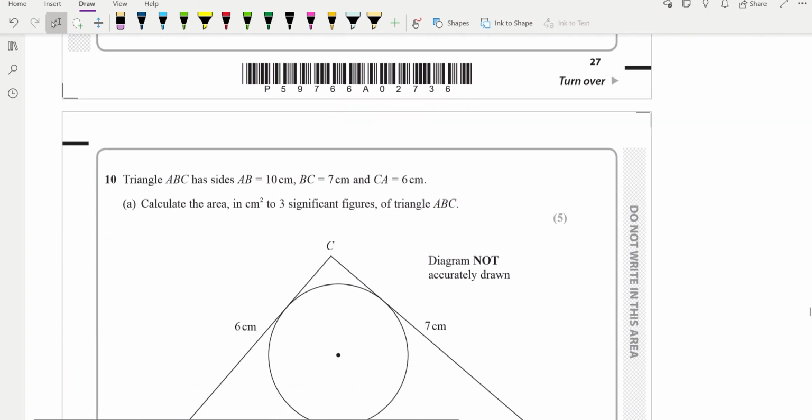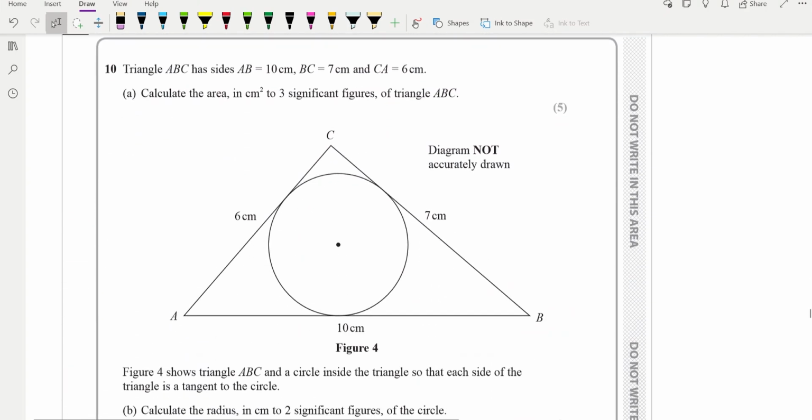Now we can move to question number 10. Question number 10 says the triangle ABC has sides AB is 10, BC is 7 and CA is 6 centimeters. Calculate the area of triangle ABC in centimeter square to three significant figures.